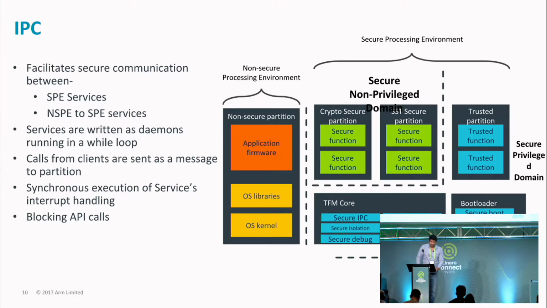If you have to visualize how a service looks like in IPC mode, it is like a daemon running in a while loop, and the calls from the client are passed on as a message to that daemon. So the daemon is running, waiting for some messages. When a request from the client comes in, the request is composed as a message to the targeted partition. The targeted partition receives that message, interprets that message, and does whatever the call was made for, and then it replies back.